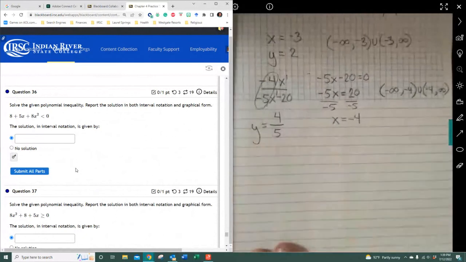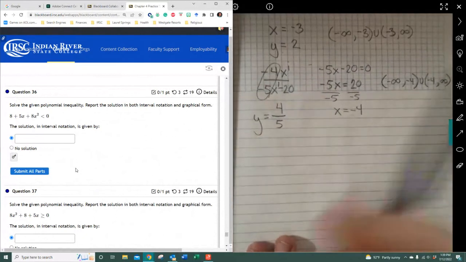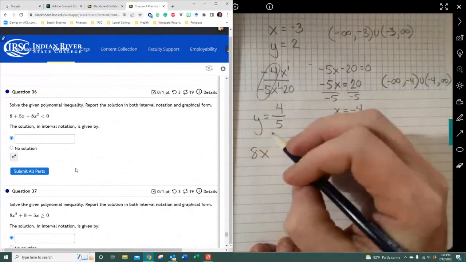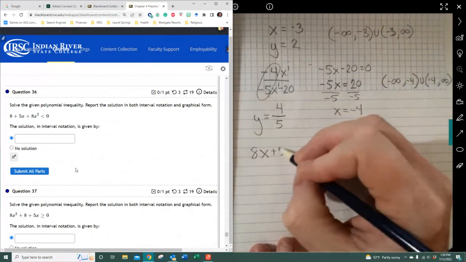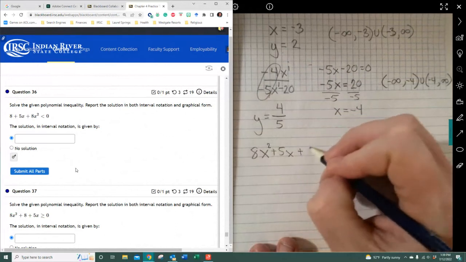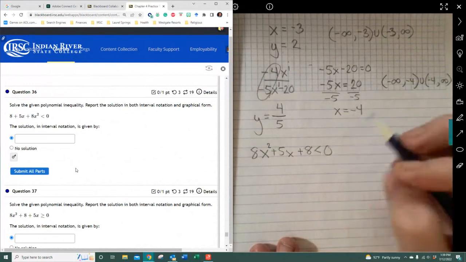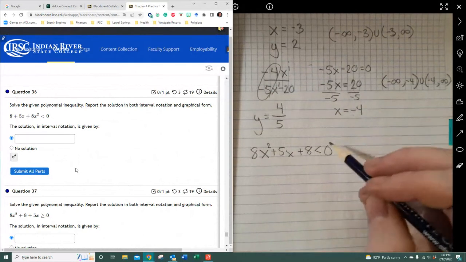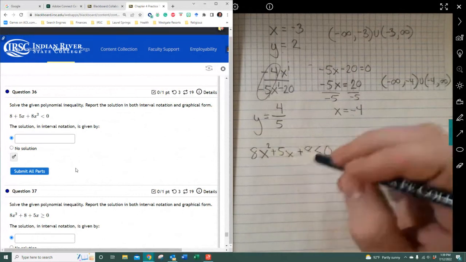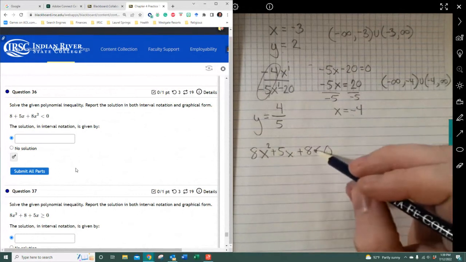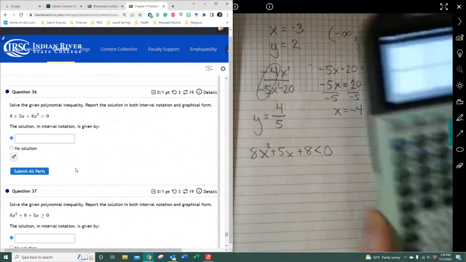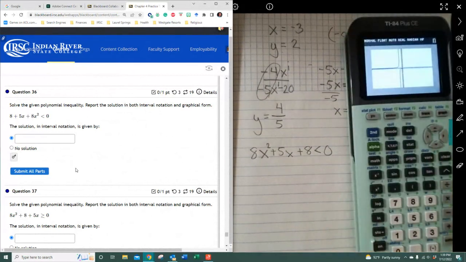Now we get into polynomial inequalities. The first thing you want to do is make sure you put it in order from least to greatest, just like you do any other equation. And then remember that once you graph it, the answer is going to be wherever the physical graph is less than 0, or below the x-axis.